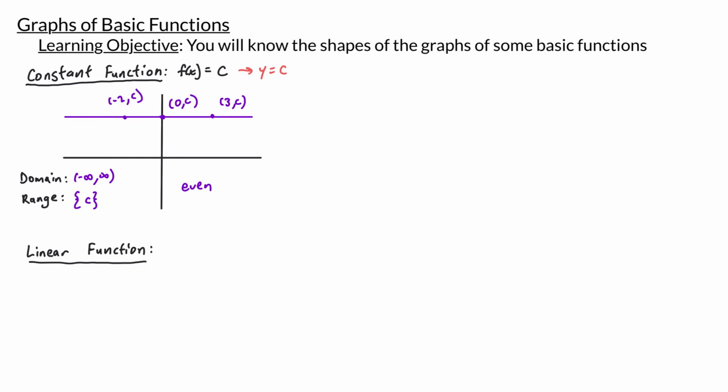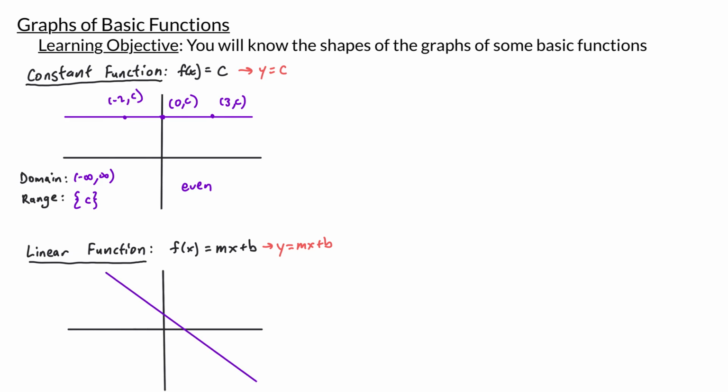Our next function is the linear function. These functions are of the form f of x equals mx plus b. These are called linear equations because their graphs are lines. Because if you were to graph this function, you're graphing the equation y equals mx plus b. And we've learned previously that that's just a line with slope m and y-intercept b.